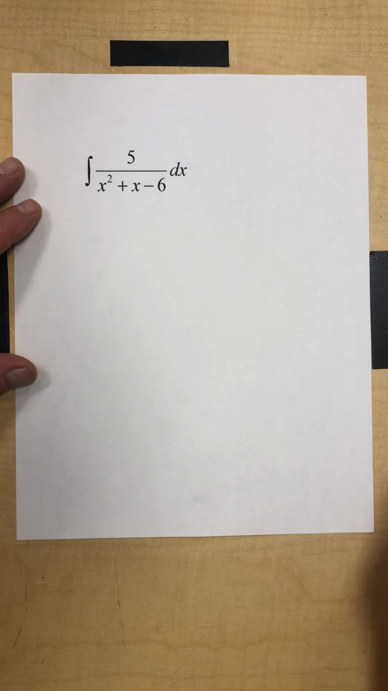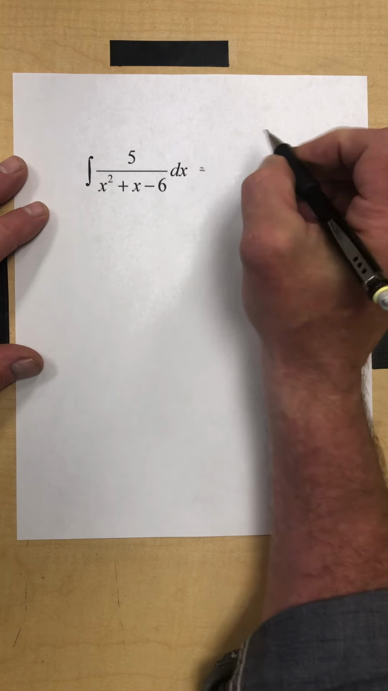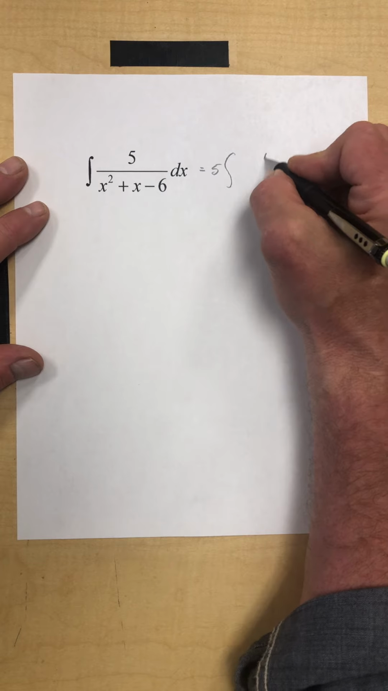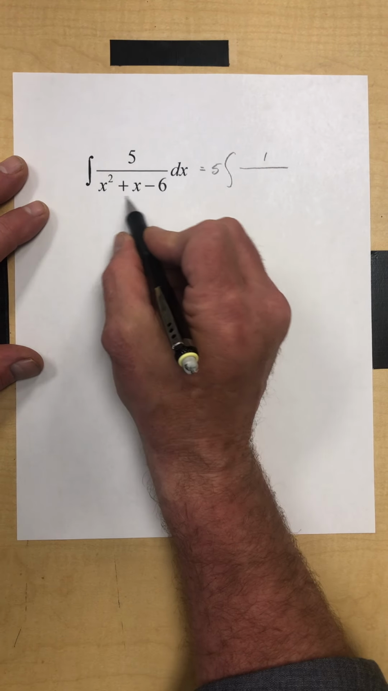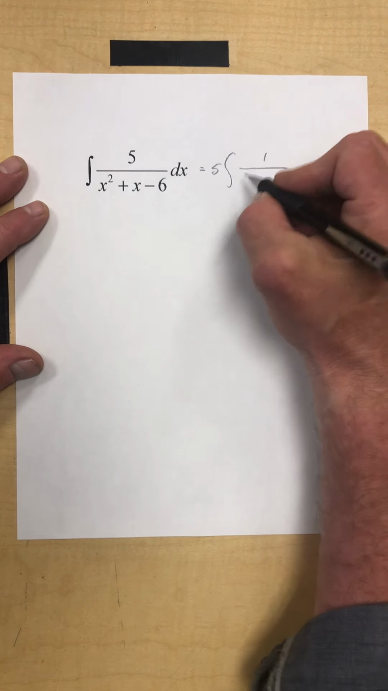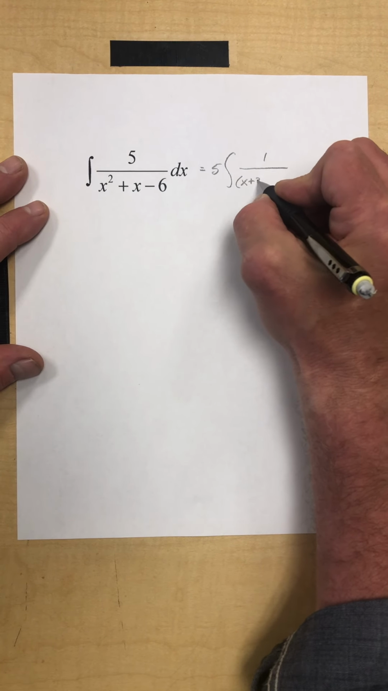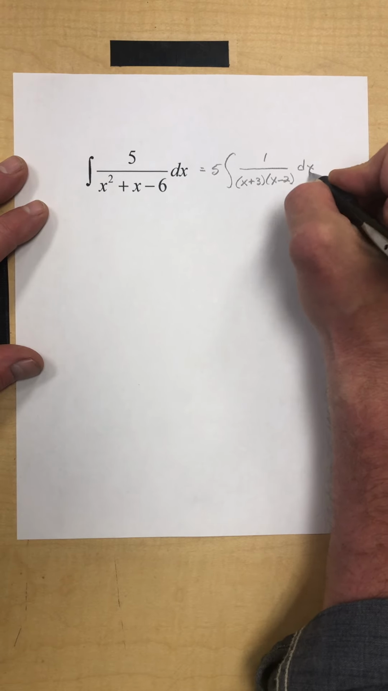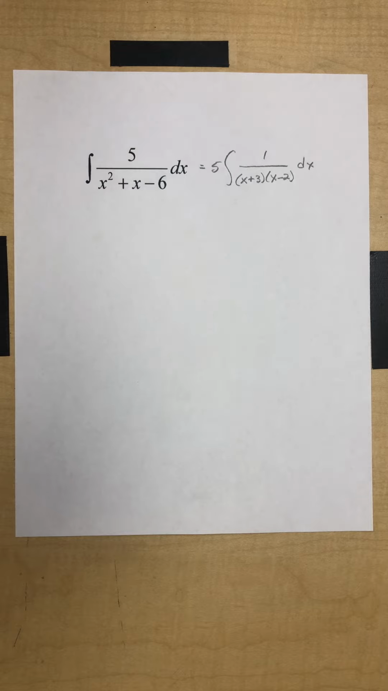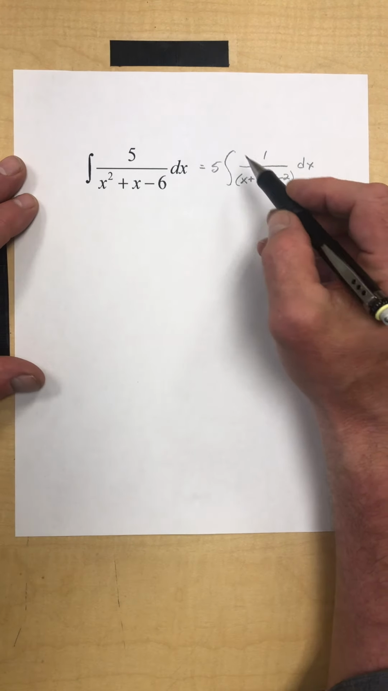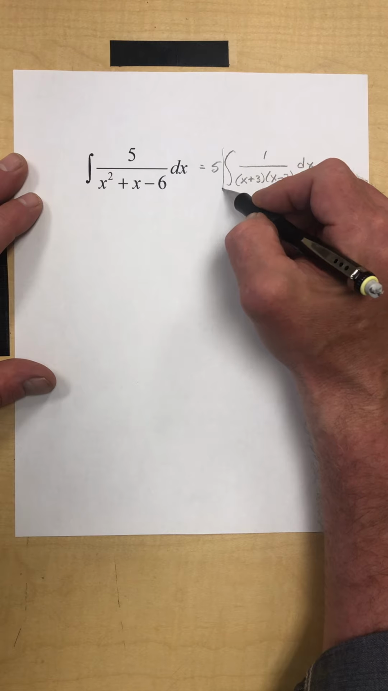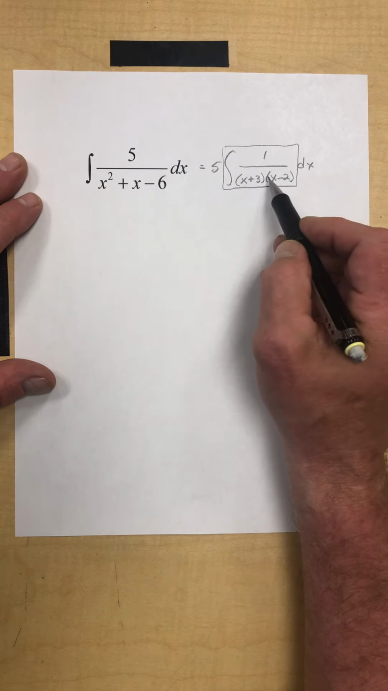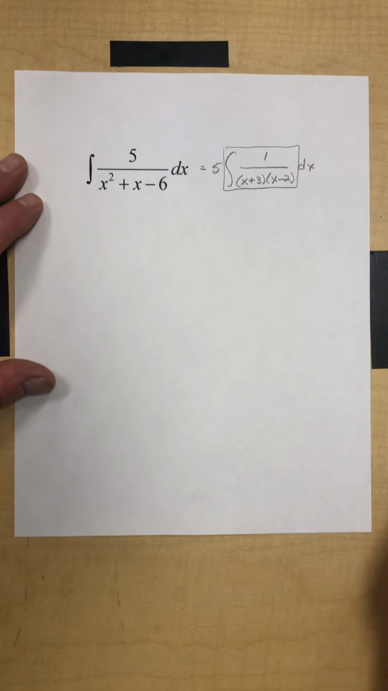So this one right here. First things first, I'm going to pull this out as a constant multiplier: 1 over, and then I'm going to factor this quadratic down here, so that would give me x plus 3 and x minus 2, dx. For the time being, all I'm going to do is work on finding a way to decompose this.